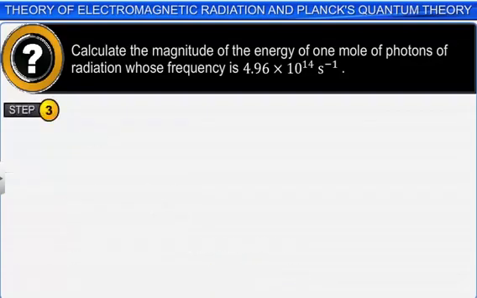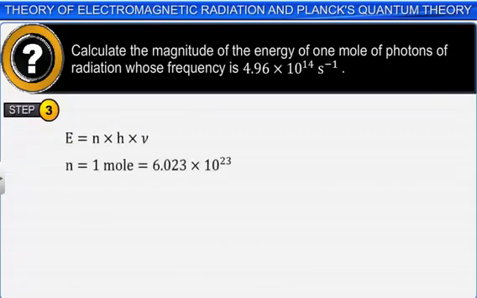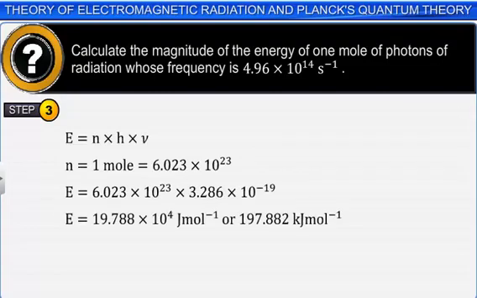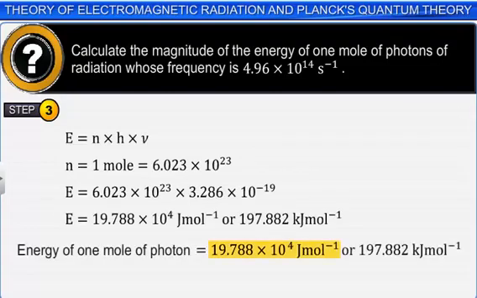The third step involves writing the expression to calculate the energy associated with 1 mole of photons. That is, E equals nhν. Here, n is equal to 1 mole, that is 6.023 × 10^23. On substituting the values of n and hν in the equation and solving, we finally get E equals 19.788 × 10^4 joule per mole, or 197.882 kilojoule per mole.